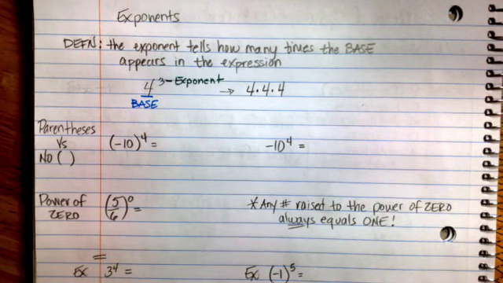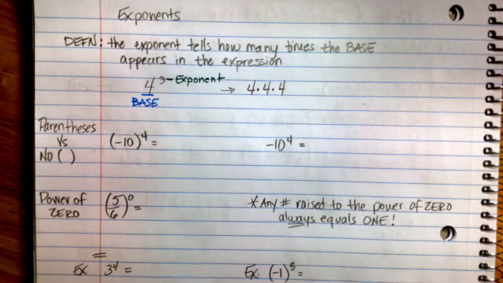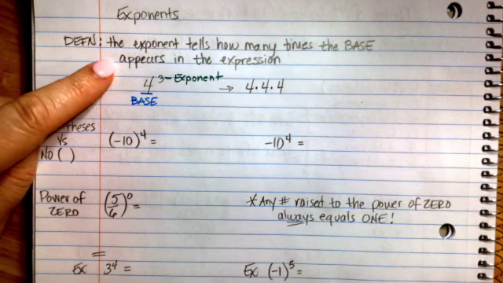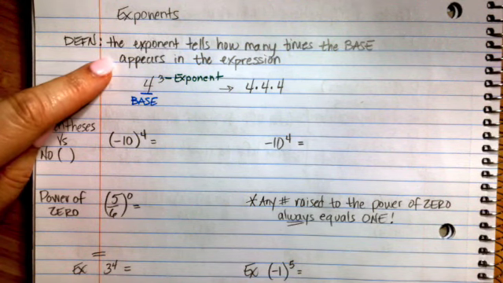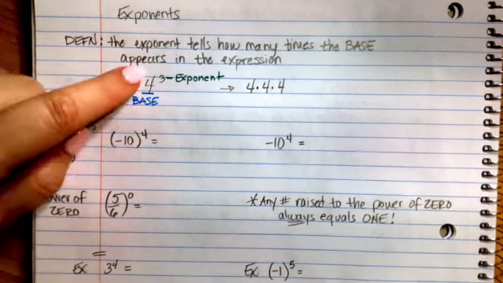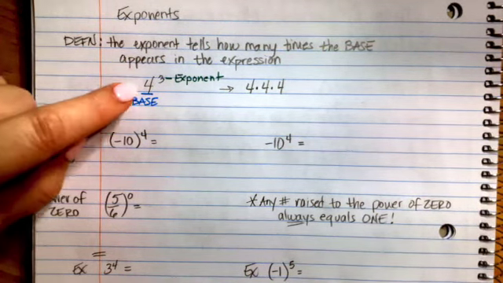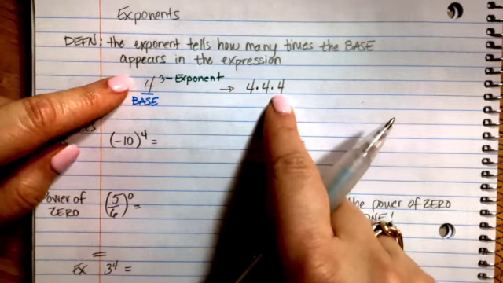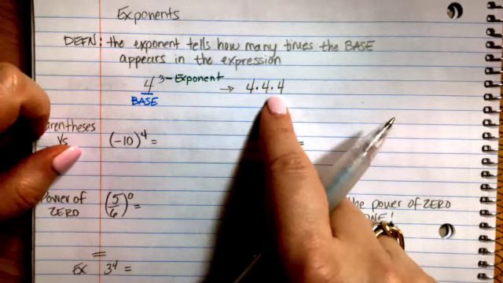All right, this tutorial is all about exponents. The definition of an exponent: it tells you how many times the base appears in the expression. For example, when we have 4 to the third power, 4 is your base. That 3 is your exponent, and it's saying that 4 should be written 3 times and then multiplied.